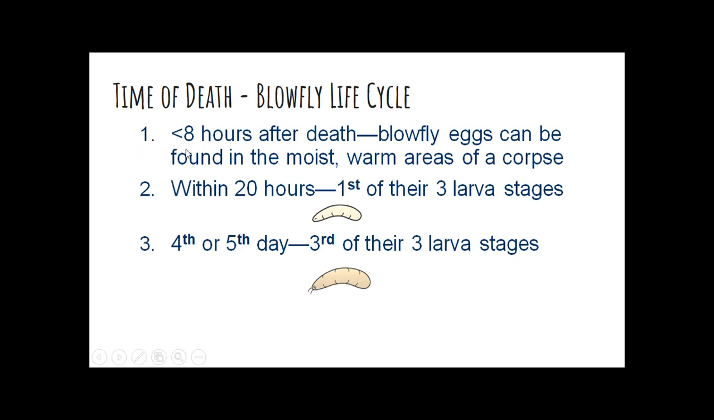Within the first 8 hours after death, blowfly eggs can be found in the moist, warm areas of a corpse. Within 20 hours, those eggs have moved on to their first stage out of 3 different larva stages. This is a cartoon illustration of a first instar larva. By the 4th or 5th day, those larvae have moved on to their 3rd stage. They're more mature, and they've changed in color.